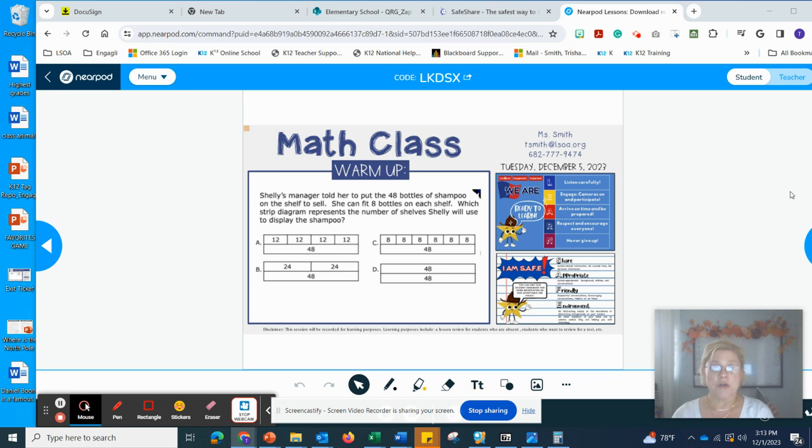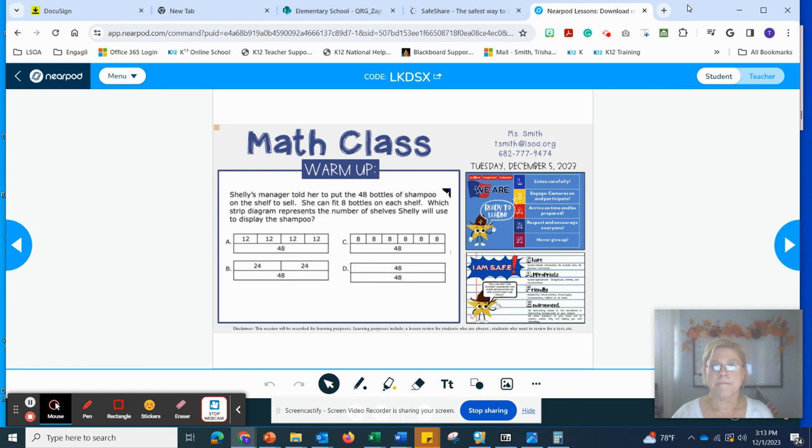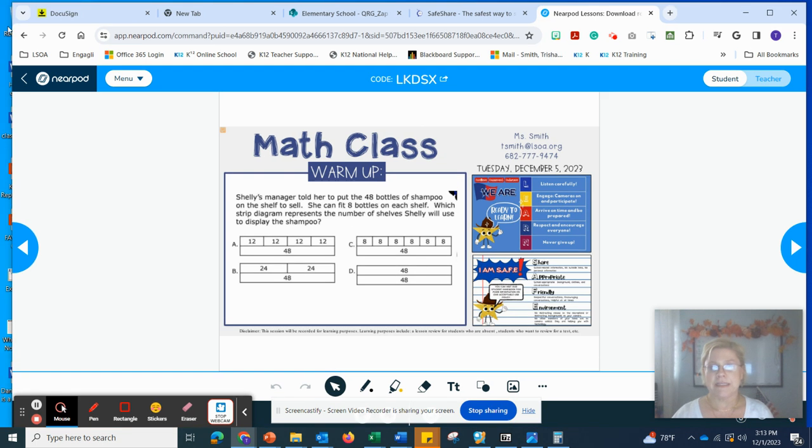So this is your math warm-up. Shelly's manager told her to put the 45 bottles of shampoo on the shelf to sell. She can fit 8 bottles on each shelf. Which strip diagram represents the number of shelves Shelly will use to display the shampoo? Identify the correct answer, circle it, and let's move on. Hang on, I have to do that first. There we go.